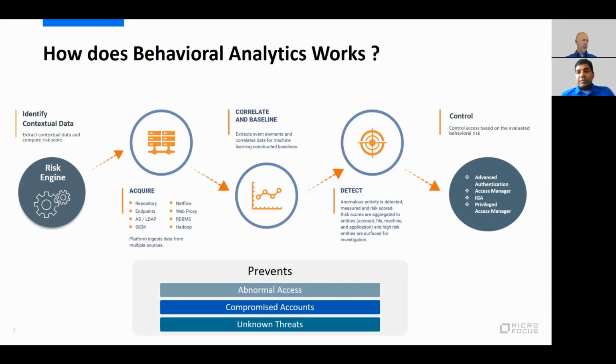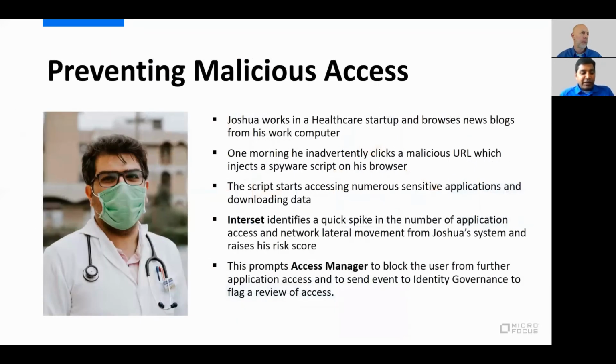Further, our identity and access management engine, particularly Risk Service, would gather back the potential risk identified using the Interset machine learning platform and use that information for controlling access or enforcing multi-factor authentication for the user's access. In general, it prevents abnormal access, looks for compromised accounts, and identifies unknown threats that cannot be identified using traditional mechanisms. Before we get to the demo, let's talk about one of the use cases.